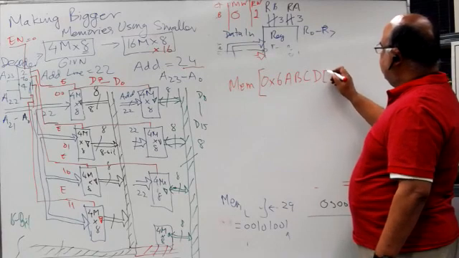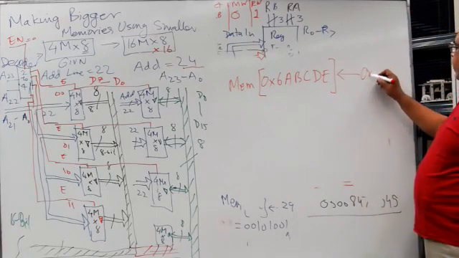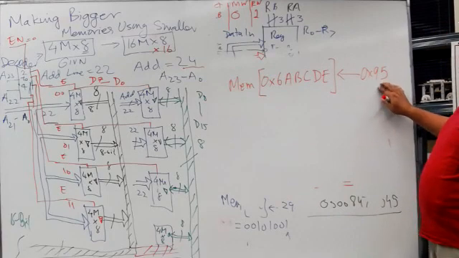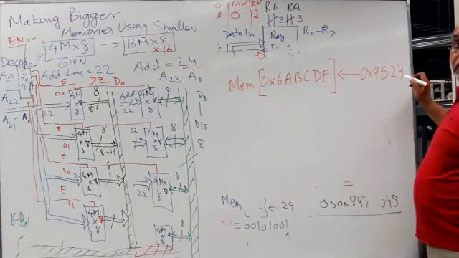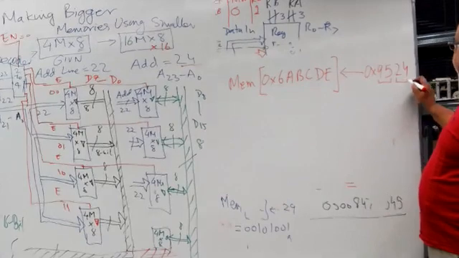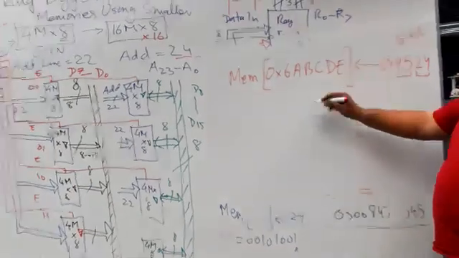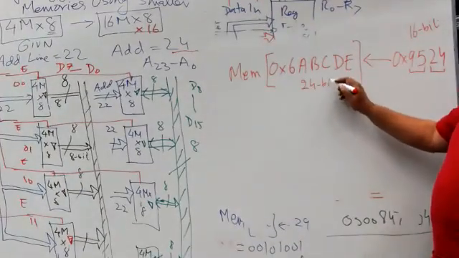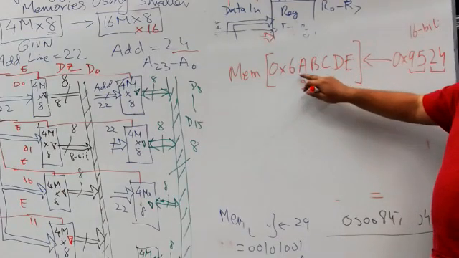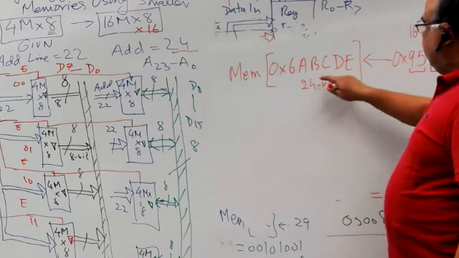6, dash line E, and I am storing at this address a 16-bit value, 0x9524. This is an 8-bit value, this is another byte. So 9524, this is one byte, this is another byte. A 16-bit value I am storing at this address, which is a 24-bit address. So this is 4 plus 4, 8, 12, 16, 20, 24. So this address has two components here.